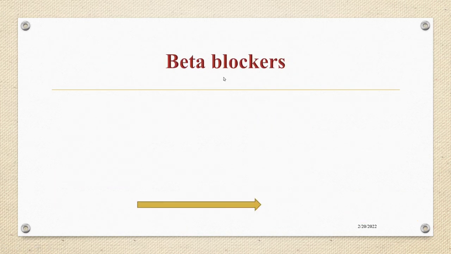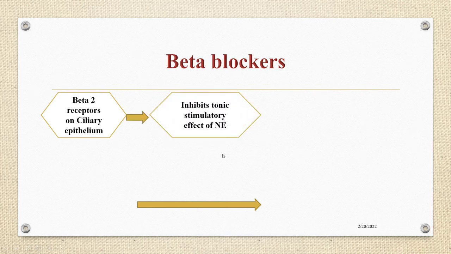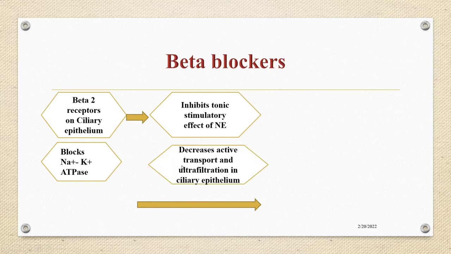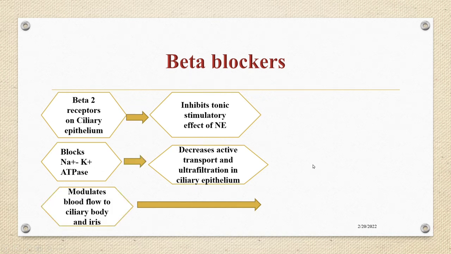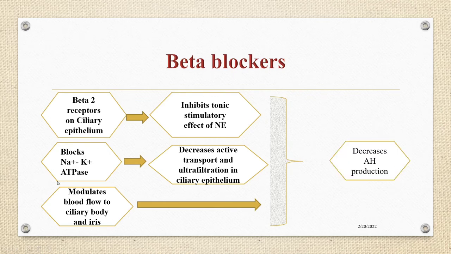So coming to the beta blockers, we can say this is a first line anti-glaucoma drug. Beta 2 receptors act on the ciliary epithelium, leading to inhibition of the tonic stimulatory effect of norepinephrine, and it may act as a blocking agent for the sodium potassium ATPase enzyme, which is responsible for aqueous humor production. So it will decrease the active transport as well as ultrafiltration in the ciliary epithelium. Another mechanism is modulation of blood flow to the ciliary body and iris. All these three mechanisms lead to a decrease in aqueous humor production.